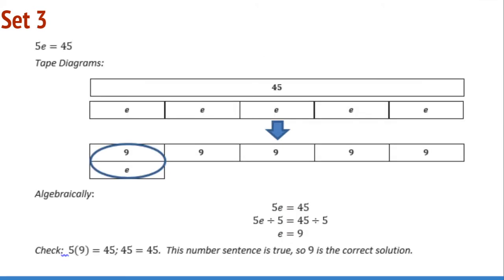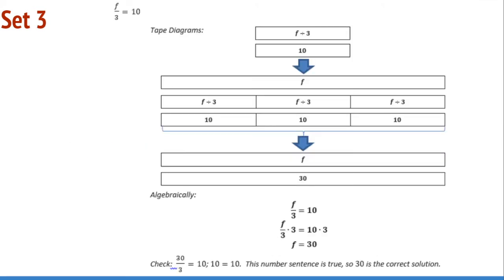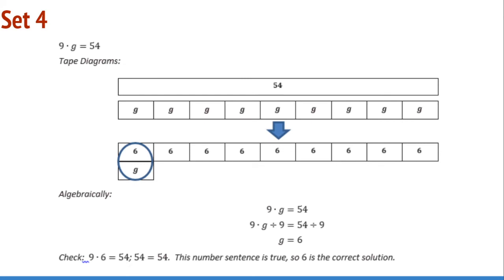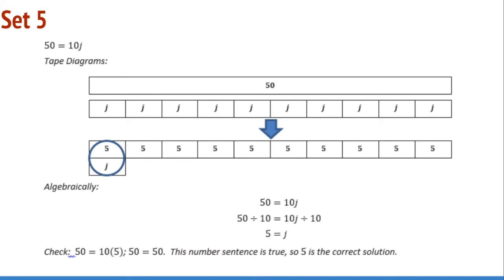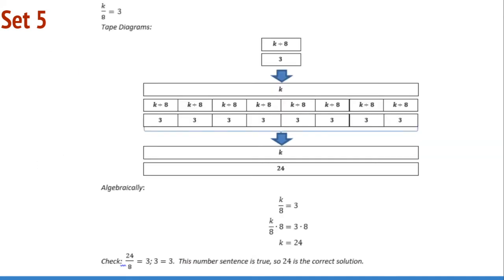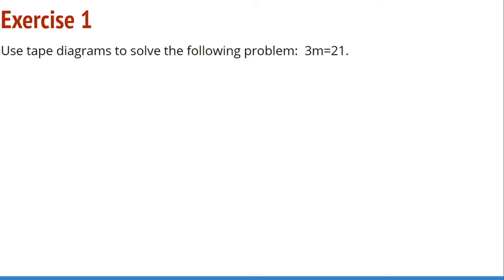All right, so I'm going to move through these other sets. I'm going to pause long enough that if you wanted to try them by looking at the examples, you could. But here we go, some exercises. So we're going to use tape diagrams to solve the following problem. 3m equals 21. So I've got 3 of m, so I'm going to draw 3 of m, because that's what this means, 3 of m. Each one of these is an m.